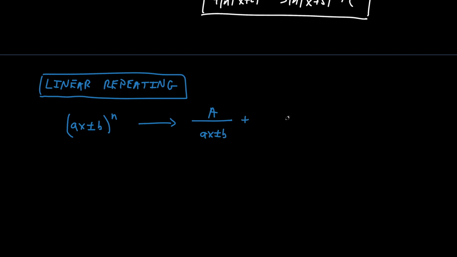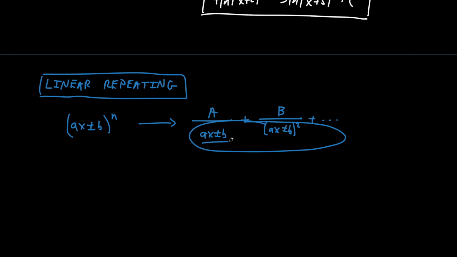And then what we're going to do is add to it another constant coefficient b over ax plus or minus b squared. And I'm going to keep creating rational functions where the numerator is going to be this constant coefficient a, b, c, and so on. And the denominator is going to be the same factor, just increasing degree.